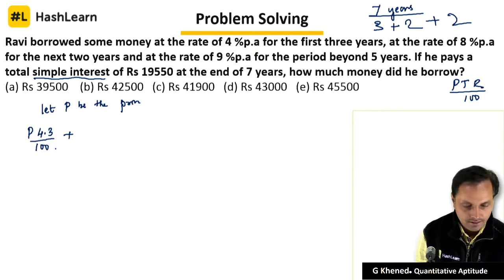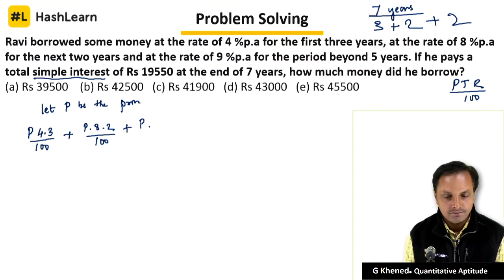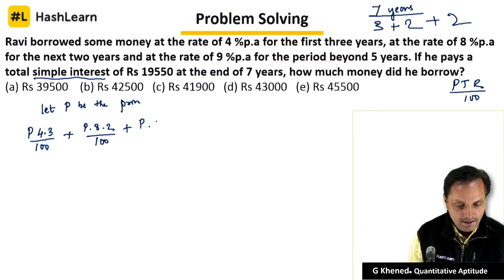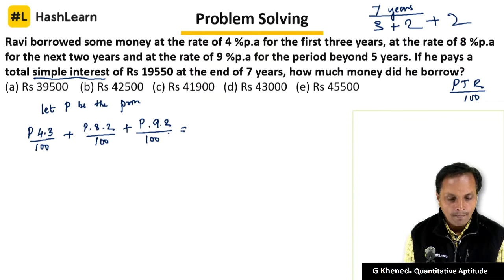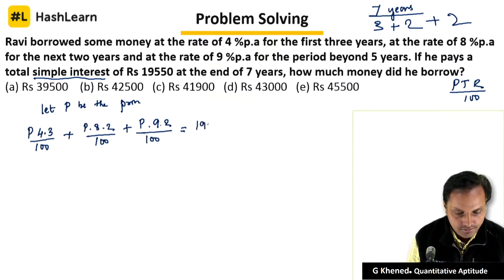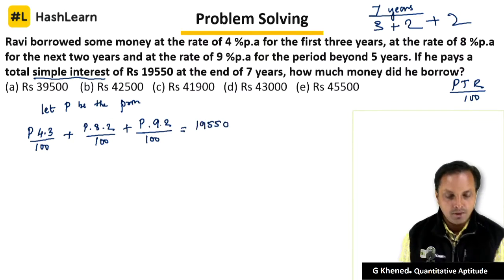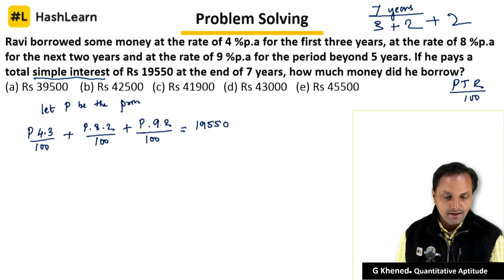plus P into 8% into 2 by 100, plus P into 9%, again for 2 years, by 100, that is equal to the total simple interest, which is 19,550.